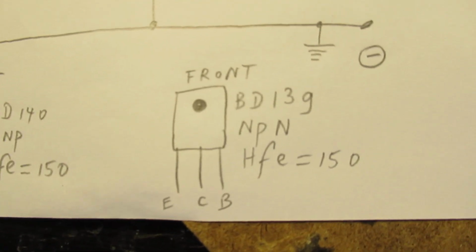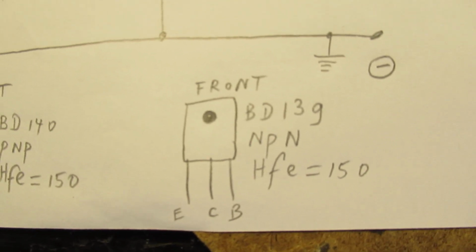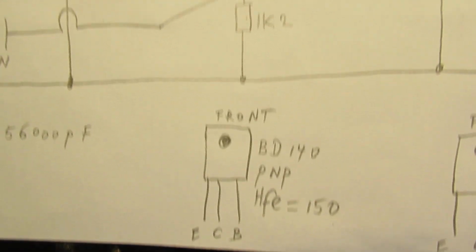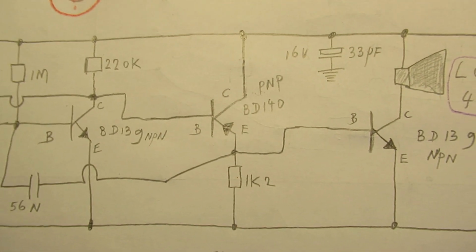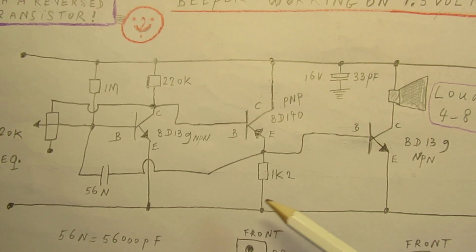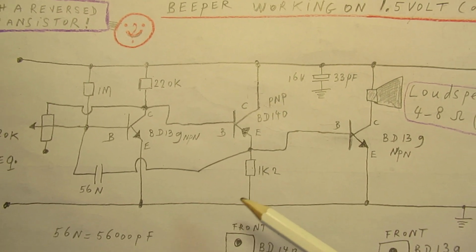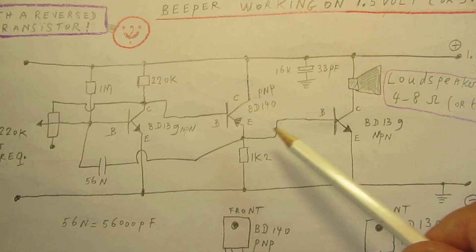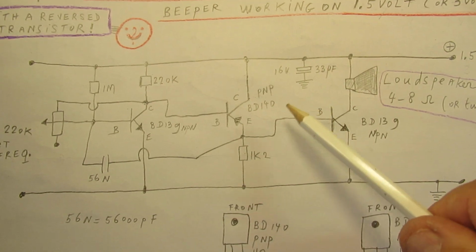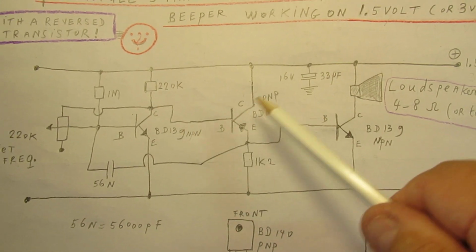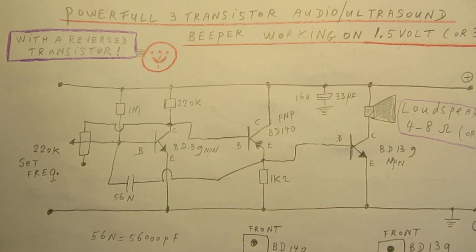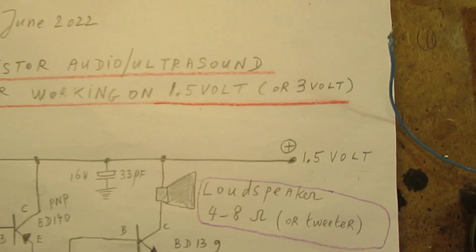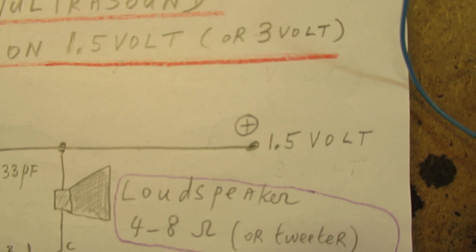Here are the pin connections of the used transistors: BD139 NPN, BD140 PNP. Here is the BD140 PNP. It's in fact reversed, so we cannot amplify, but on the other hand, I tried to omit it, tried to use another configuration, and it all did not work. But this worked, and the good thing of it all is that it works on 1.5 volts.